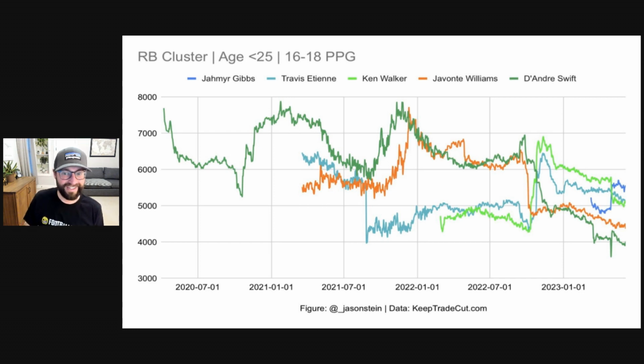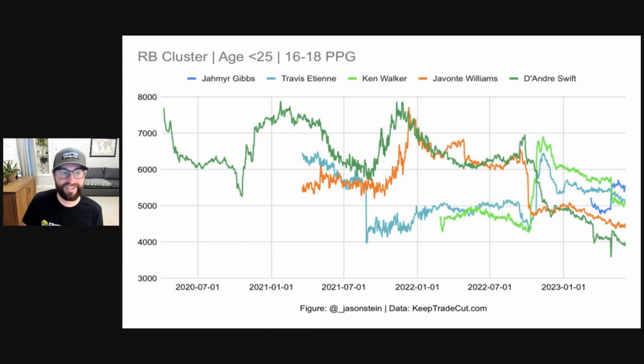Jahmyr Gibbs, I actually think I might be one of the few analysts that is a little bit lower on Gibbs than consensus. Yes, I get that he's a tremendous pass catching back, and he gets outstanding draft capital. And yes, I do think the Lions will use him early and often. But I am not sure he proved in college that he was a great runner of the football between the tackles, with a poor rush yards over expected metric.